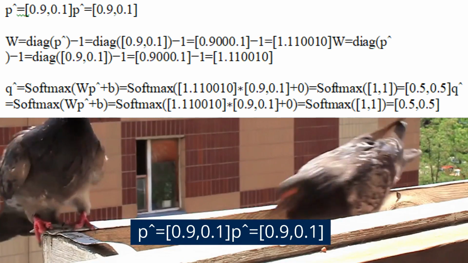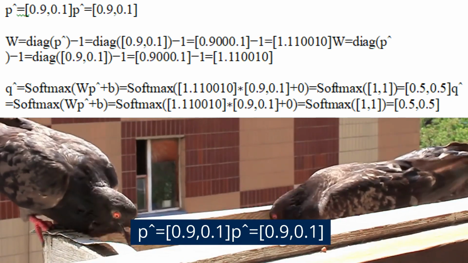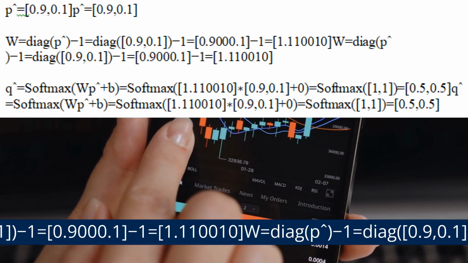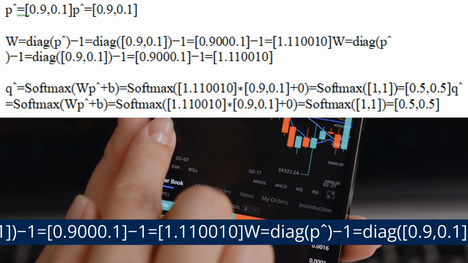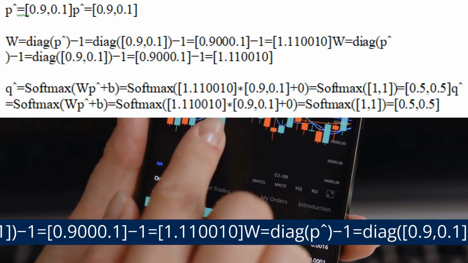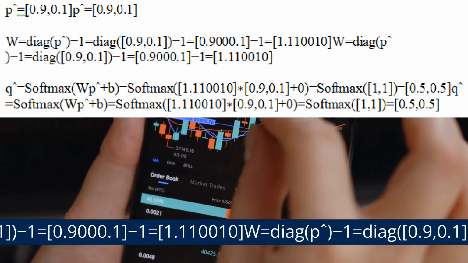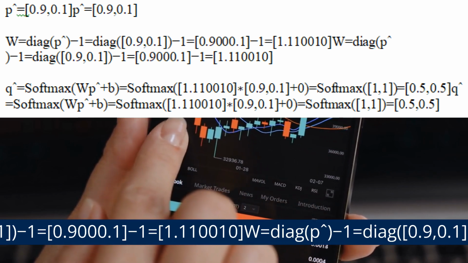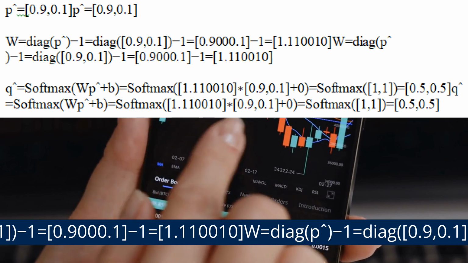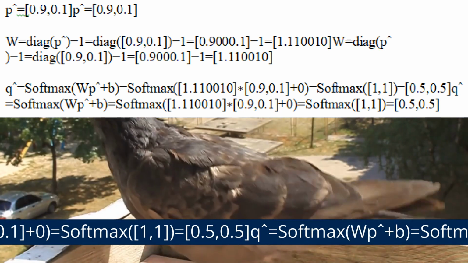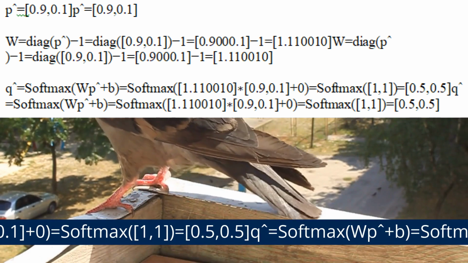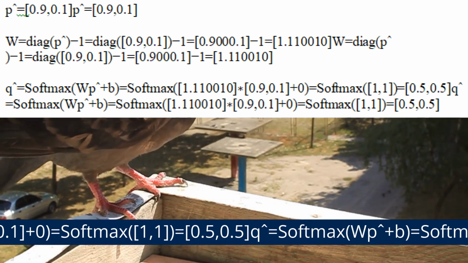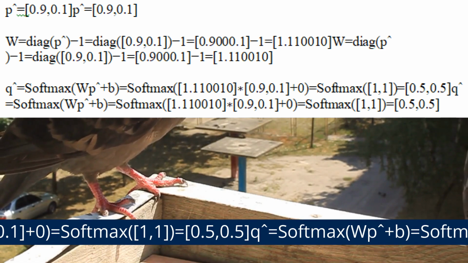p = [0.9, 0.1]. W = diag(p)^-1 = diag([0.9, 0.1])^-1 = [[0.9, 0], [0, 0.1]]^-1 = [[1.11, 0], [0, 10]]. Q = softmax(Wp + b) = softmax([[1.11, 0], [0, 10]] [0.9, 0.1] + 0) = softmax([1, 1]) = [0.5, 0.5].